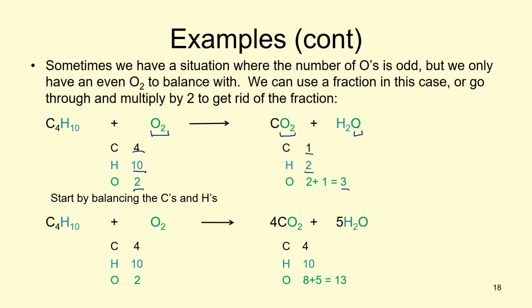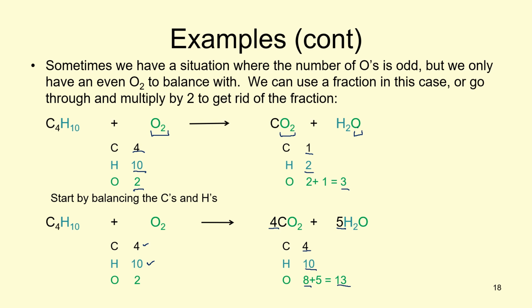The first thing I'm going to do is balance my carbons by putting a 4 in front of the carbon. So now I have 4 carbons, and now I have 8 oxygen from the CO2. I also balanced the hydrogen: I have 10 on the left, 2 on the right, so I multiplied that by 5. So I have 10 hydrogen. And now I have the oxygen, 8 plus 5 is 13 oxygen. So I've balanced my carbon and my hydrogen, but my oxygen is not balanced.